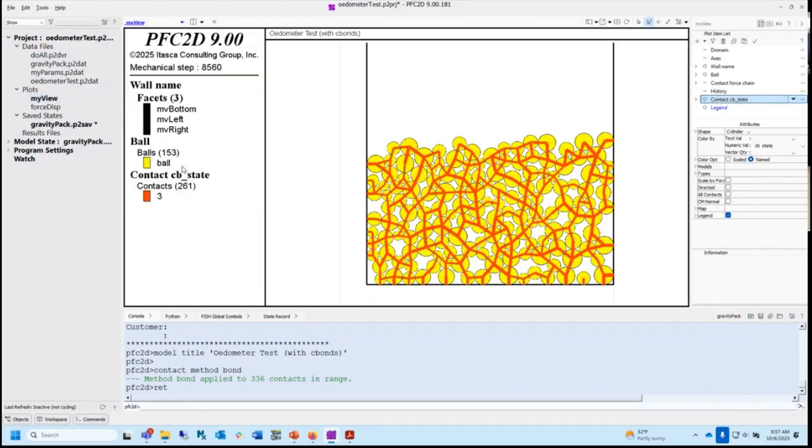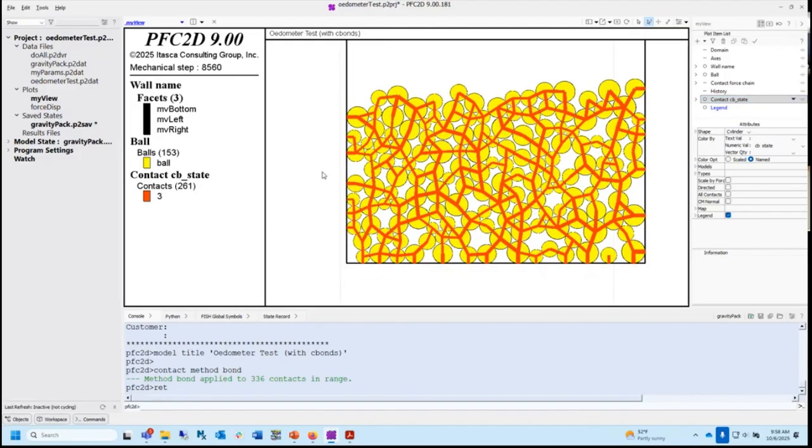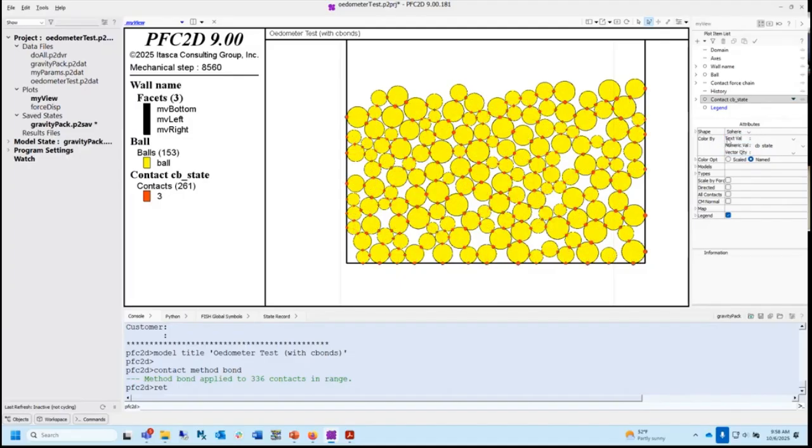Contact, CB state, oh, boom, 3. Okay. But let's look at this carefully. What did it actually do? There they are, little red guys. Make them a little bigger.